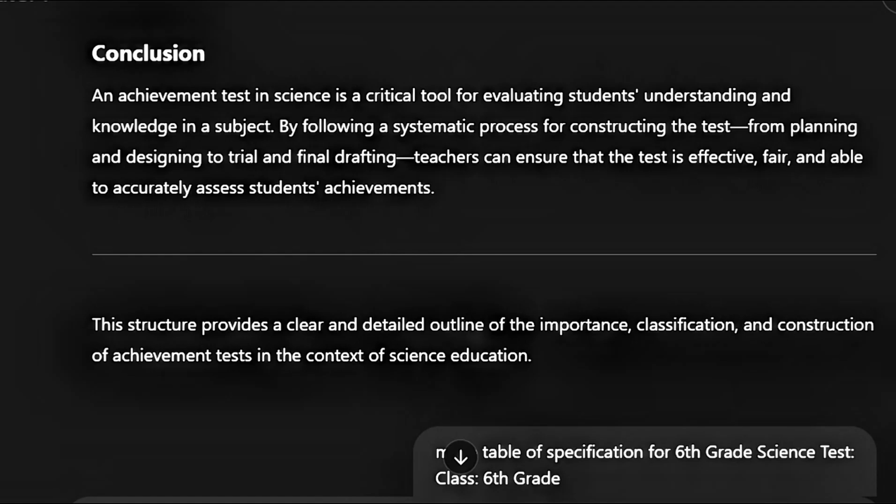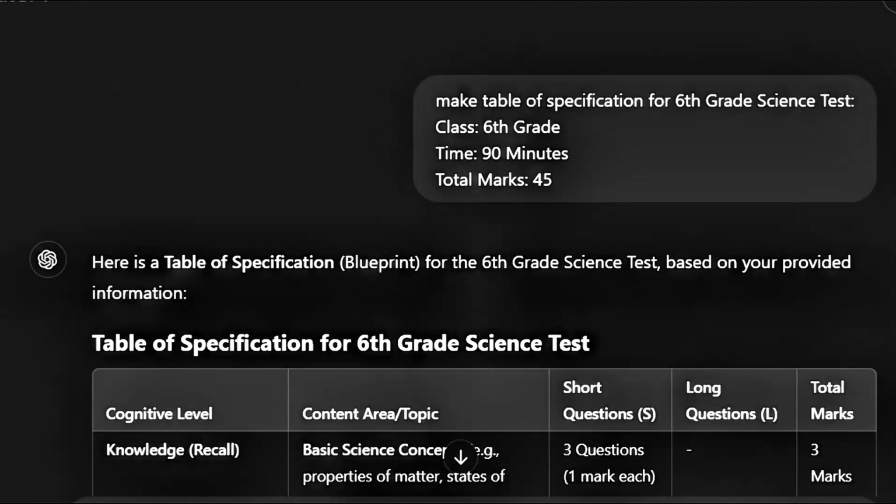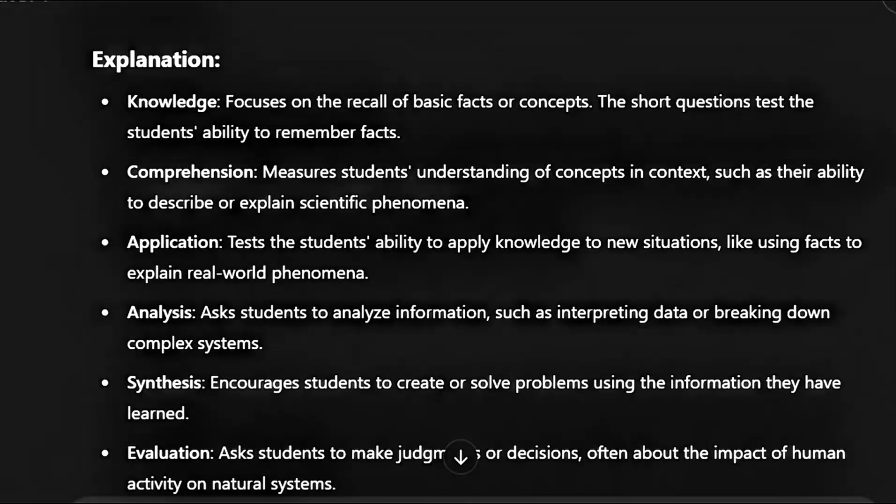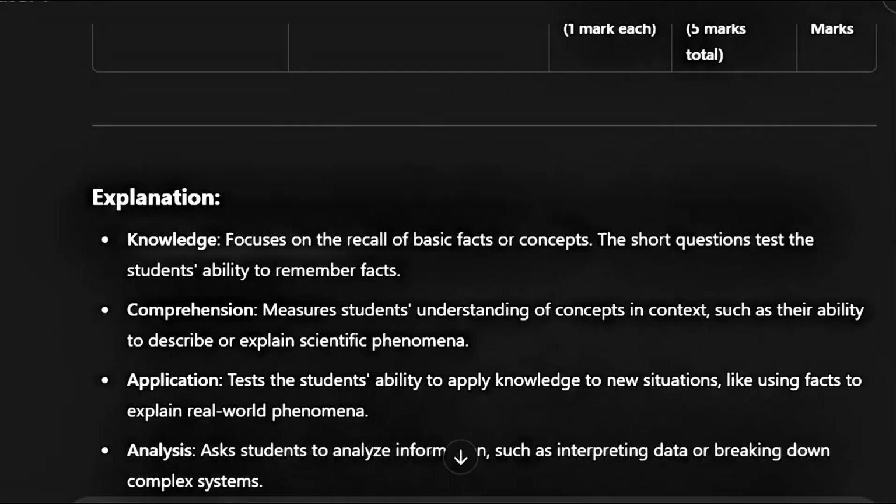Conclusion. An achievement test in science is a critical tool for evaluating students' understanding and knowledge in a subject. By following a systematic process for constructing the test, from planning and designing to trial and final drafting, teachers can ensure that the test is effective, fair, and able to accurately assess students' achievements. This structure provides a clear and detailed outline of the importance, classification, and construction of achievement tests.